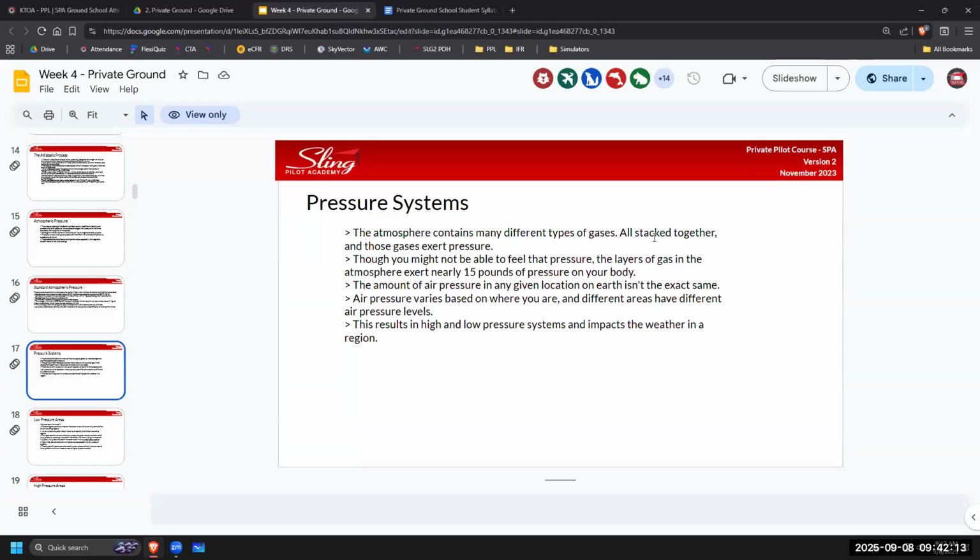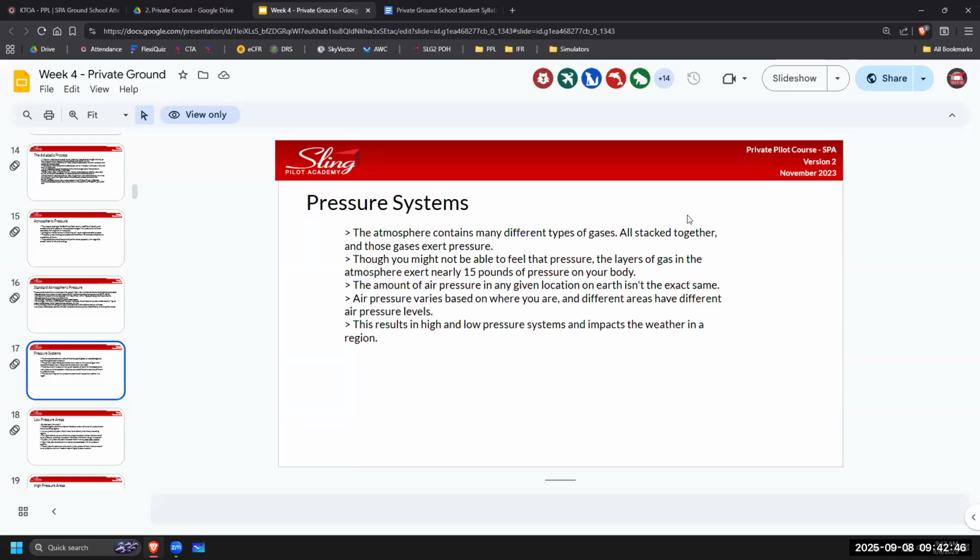So we already talked about the atmosphere is a lot of different gases all stacked together, and those gases exert pressure. A fun fact is that the layers of gas in the atmosphere exert nearly 15 pounds of pressure on your body at all times. And the amount of pressure in any given location is not the same. So air pressure varies depending on where you are, but this results in high and low pressure systems.